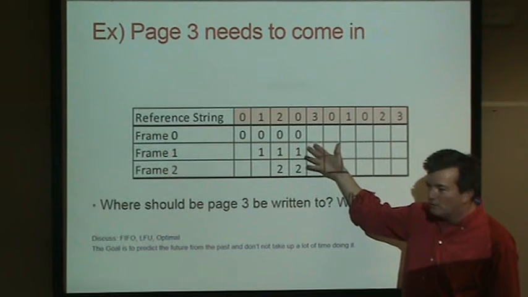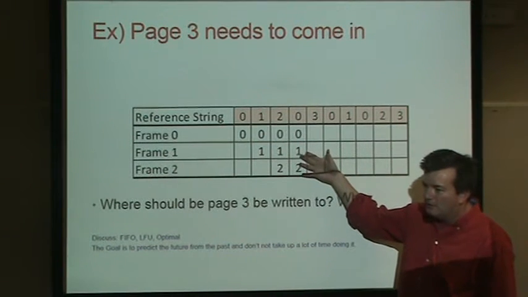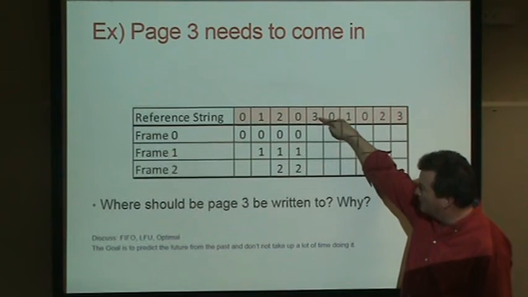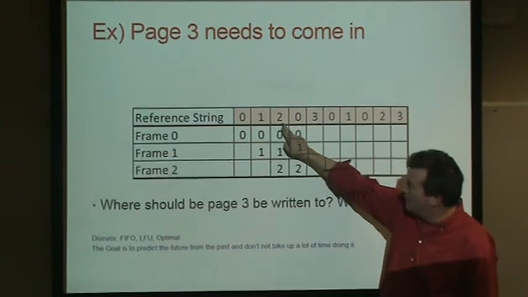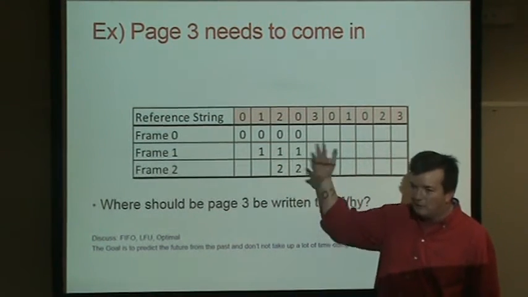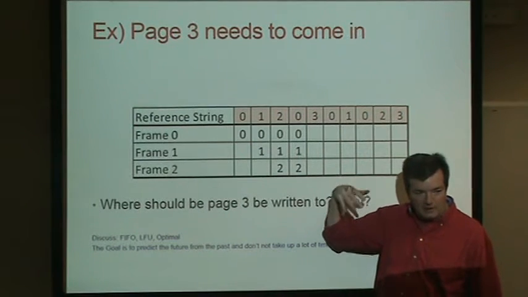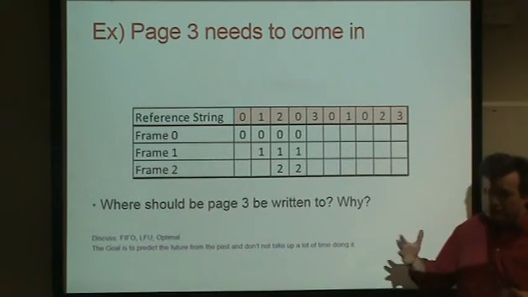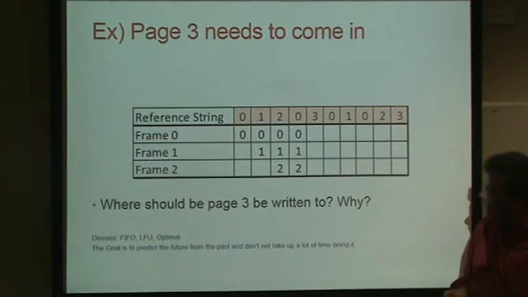So what are some ways we could figure out at this point in time that 2 and 0 have both been used recently and 1 has not been used in a while, so therefore we'll kick that one out? What data structure can we maintain? Or what way can we keep track of that?